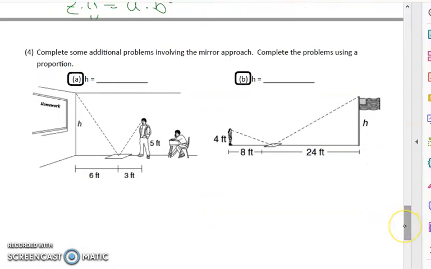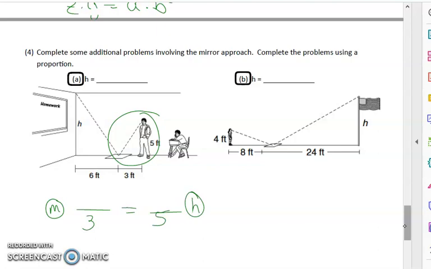A few problems for you to work on. We're going to take a look at the first one. So again, if I circle one of the triangles, it goes by bottom numbers. I'm going to let one of them be the mirror and the other one be the height. So the 5 is the height, the 3 is the mirror distance. So the 3 and the 6 go together as both mirror distances. The 5 and the H go together as heights.